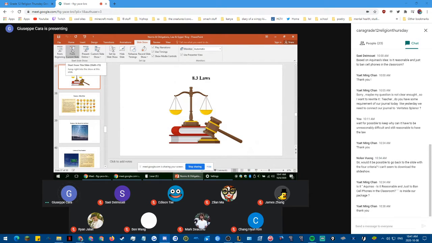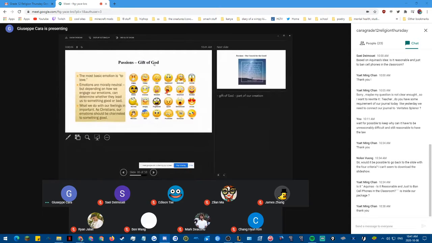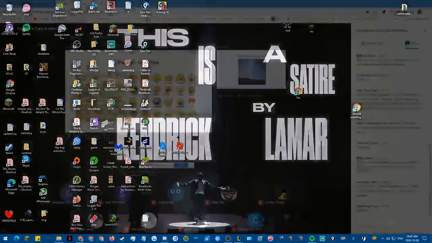Okay, laws. Our passions are gifts from God. They're part of our creation. The most basic emotion is to love. Emotions are morally neutral, but how we engage our emotions can determine whether they lead to something good or bad. So all our feelings are our response to the environment we live in. Our emotions are neutral. It's what we do with them.